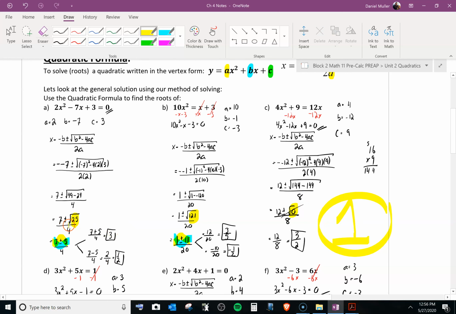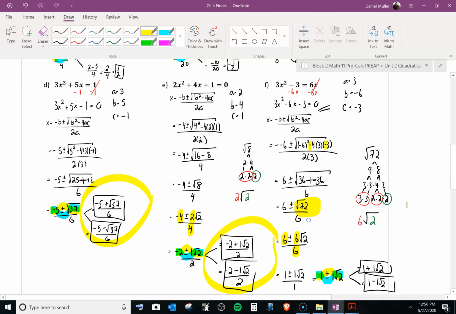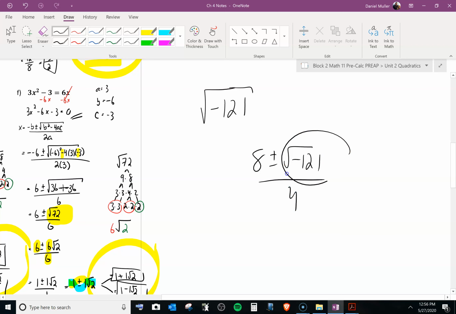So whenever we get a positive number, we're going to get 2 answers. But when we get 0, we only got 1 answer. And if we get negative, I'm going to write that down right now. Say we got the square root of negative 121. Well, you can't take the square root of a negative number. Therefore, you would get no answers. So say I had 8 plus or minus the square root of negative 121 over 4. I can't take the square root of a negative number, so I have no answers.